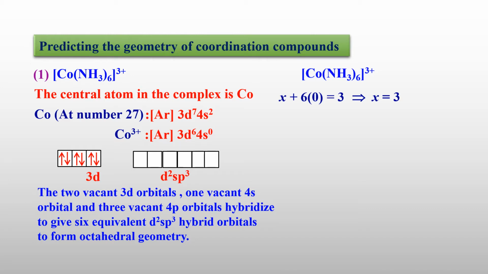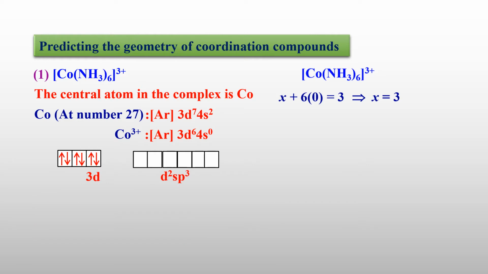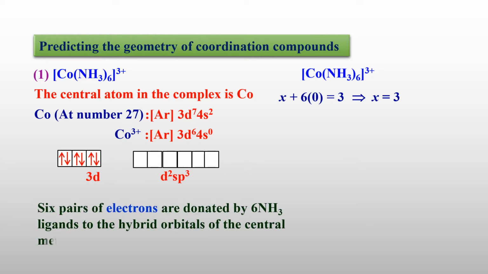So they are paired only. You have to fill the electrons into the empty orbitals. Then d2sp3: 12 electrons are there, 6 pairs are there. So 6 pairs of electrons are donated from the ligand, that is ammonia. So those electrons we have to fill now.